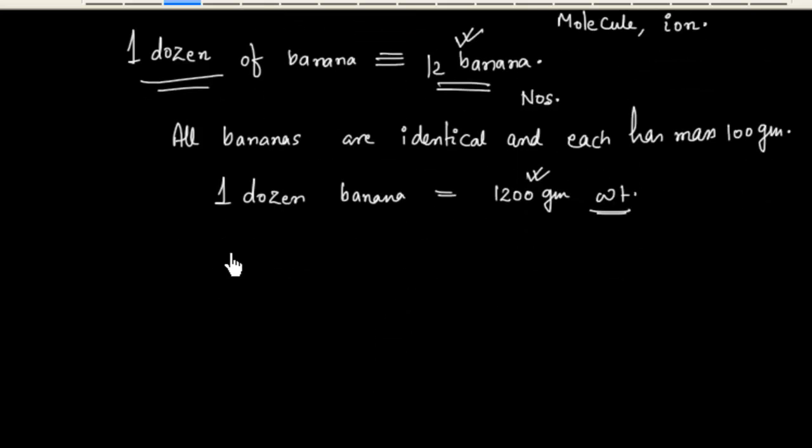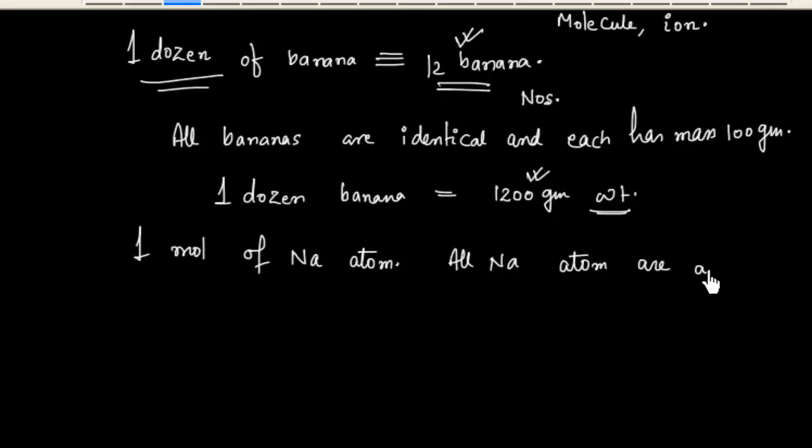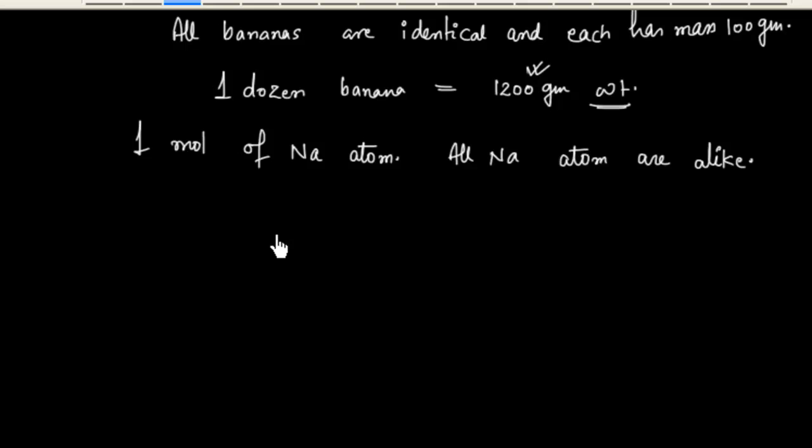And that is true for atoms. If I say 1 mole of carbon atom or 1 mole of sodium atom, all sodium atoms are alike and they all have the same mass. So when I say 1 mole of sodium atom, this also tells me about weight, that is 23 gram.